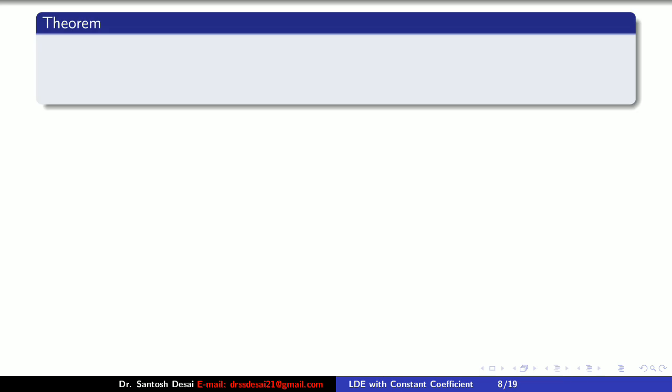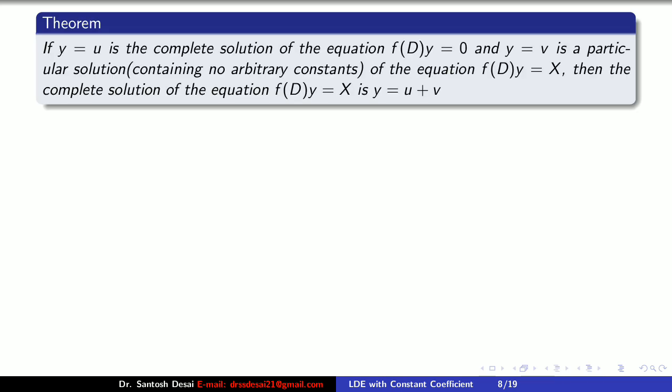Now we consider another theorem. If y is equal to u is the complete solution of f(D) y is equal to 0 and y is equal to v is a particular solution, particular meaning containing no arbitrary constants, of the equation f(D) y is equal to X, then the complete solution of the equation f(D) y is equal to X is y is equal to u + v. So here two solutions are given.